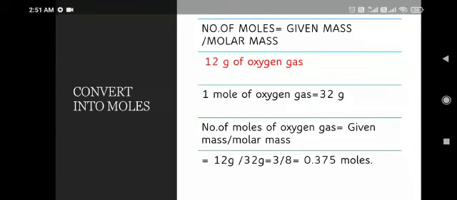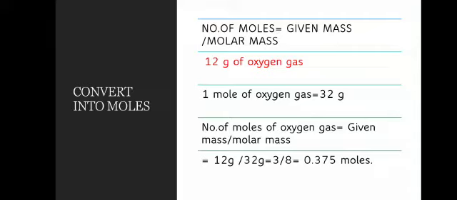So here we are learning how to convert something which is there in grams into moles. So finding number of moles, we need to know the formula. So number of moles is equal to given mass divided by molar mass. So for finding molar mass, we need to know the formula.